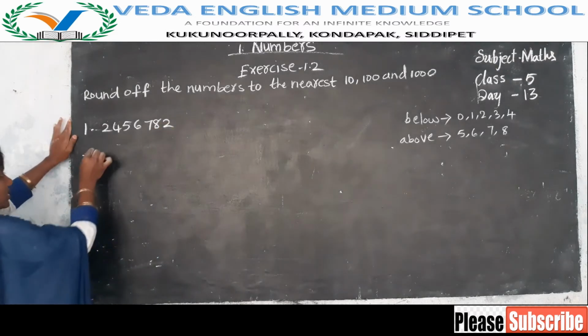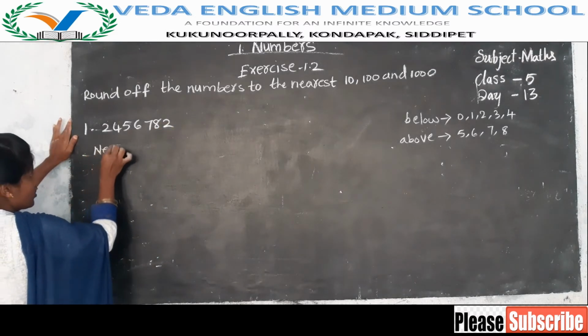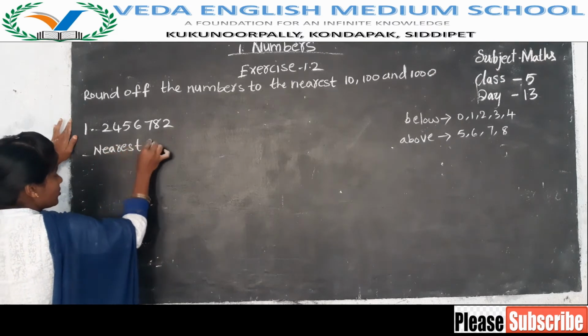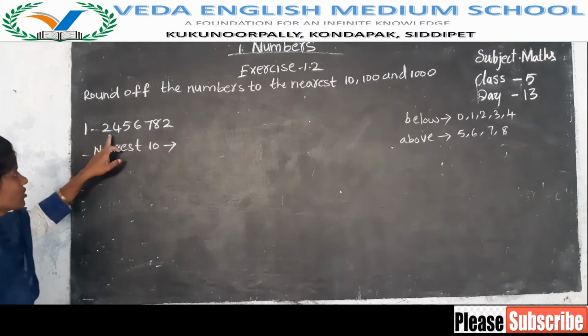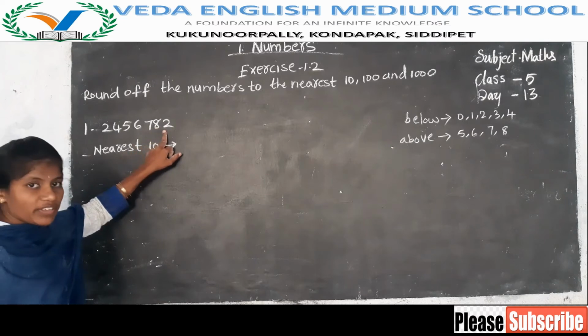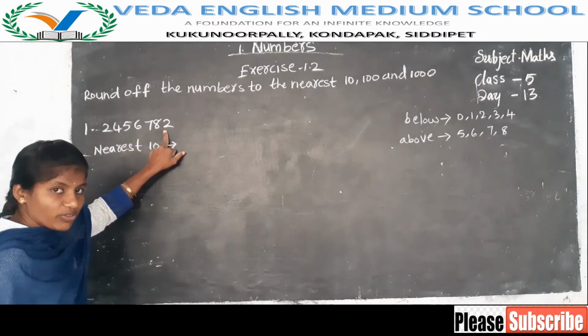First nearest to 10. Nearest to 10. Now see. Nearest tens means which place value you have to check? You have to check the place value of ones. What do you have in the ones place?